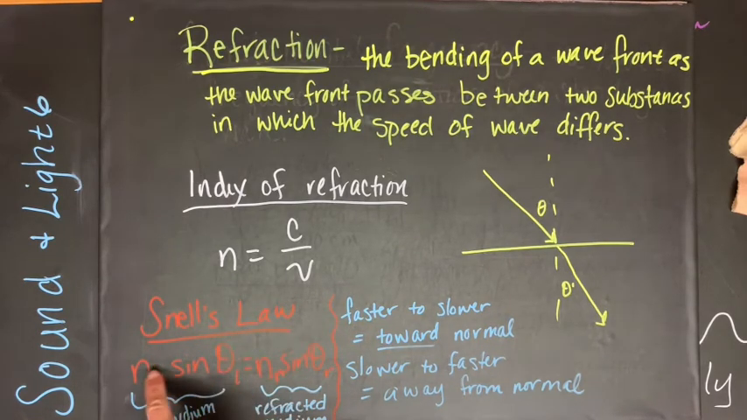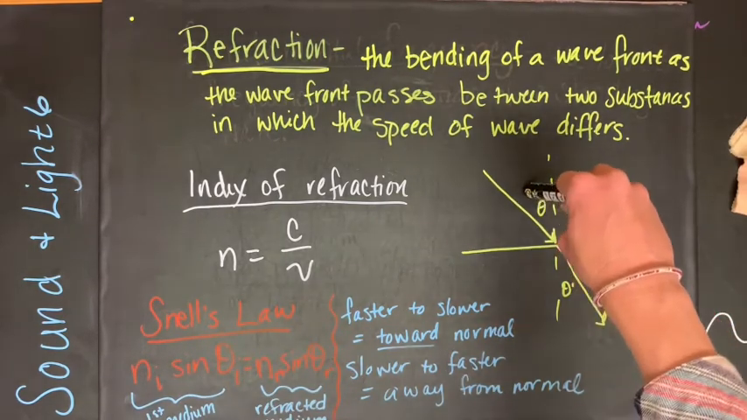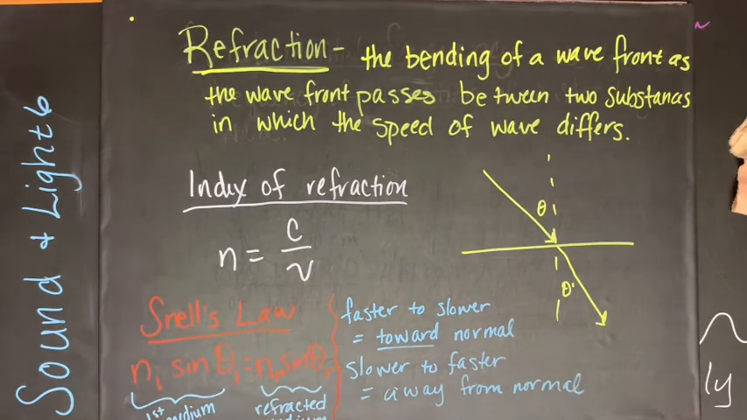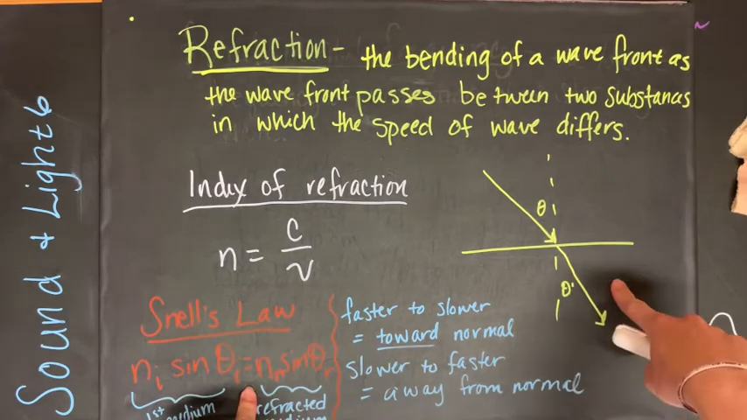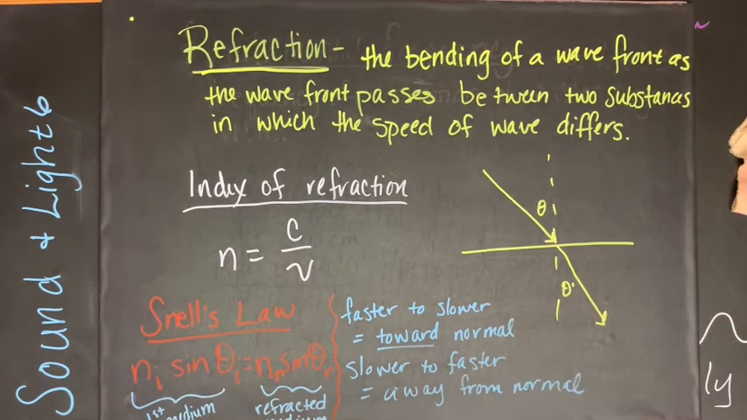which is your index of refraction of your first medium multiplied by the sine of your initial angle, your incidence angle, is equal to the index of refraction of your second medium, your refracted medium, times the sine of your refraction angle. Okay, and we're just going to do a couple of problems with this, and really that kind of wraps up light for us.